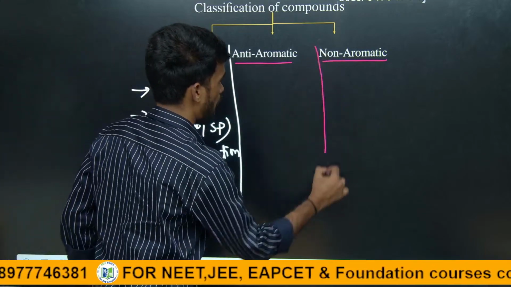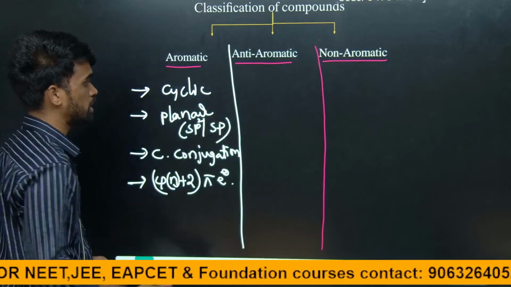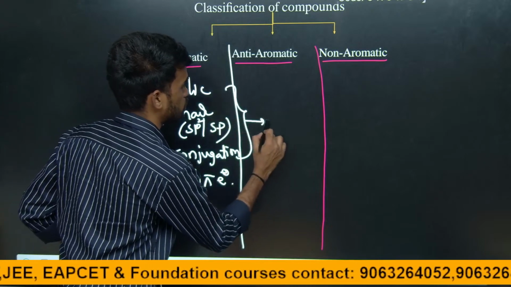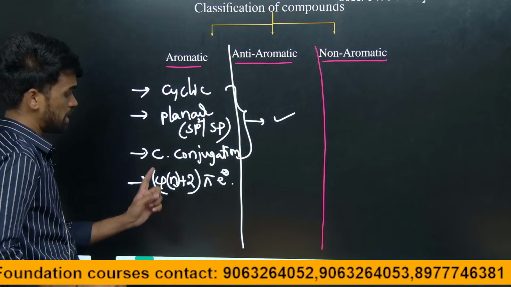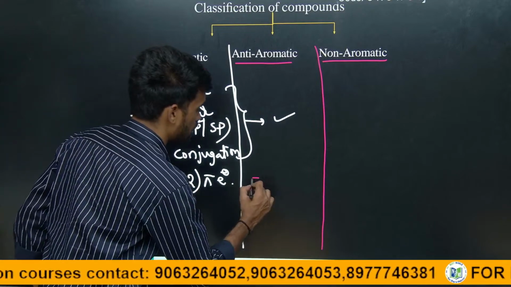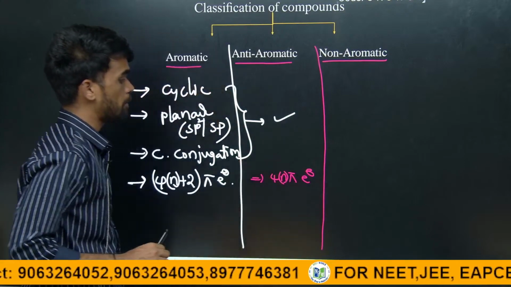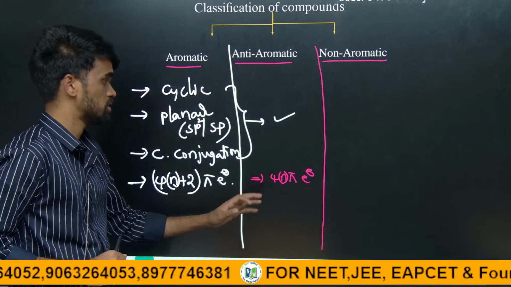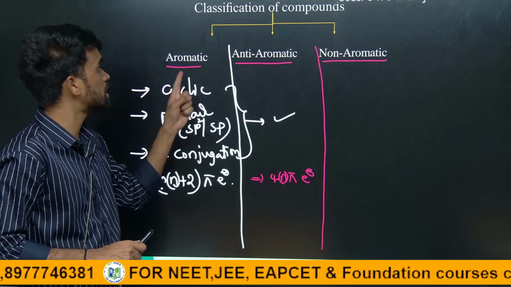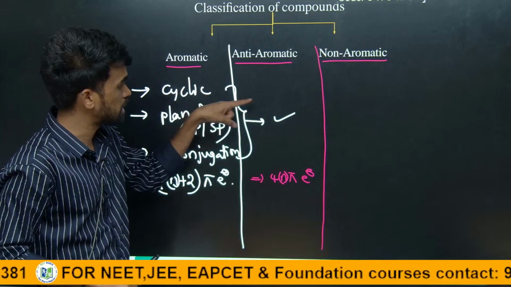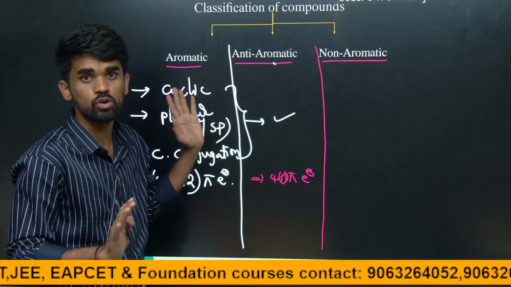So when it comes to anti-aromatic, look here, these 3 conditions are the same. The first 3 conditions are the same. The last condition is different: instead of having 4n plus 2 pi electrons, here it will have 4n pi electrons only. It is not like 4n plus 2. So if it is following these 3 conditions and has 4n plus 2, we can say it is aromatic. Following the first 3 conditions, if it has only 4n pi, we can say it is anti-aromatic. I hope the things are clear.